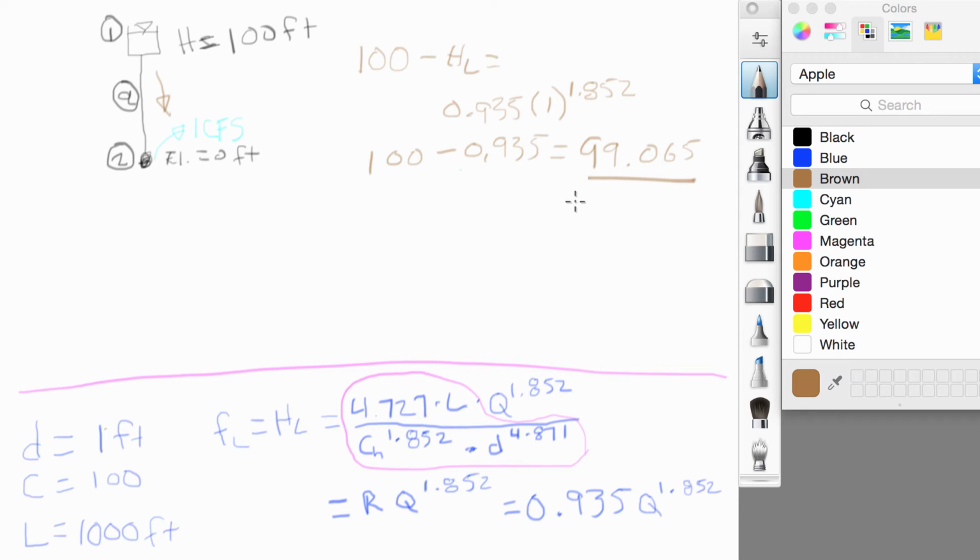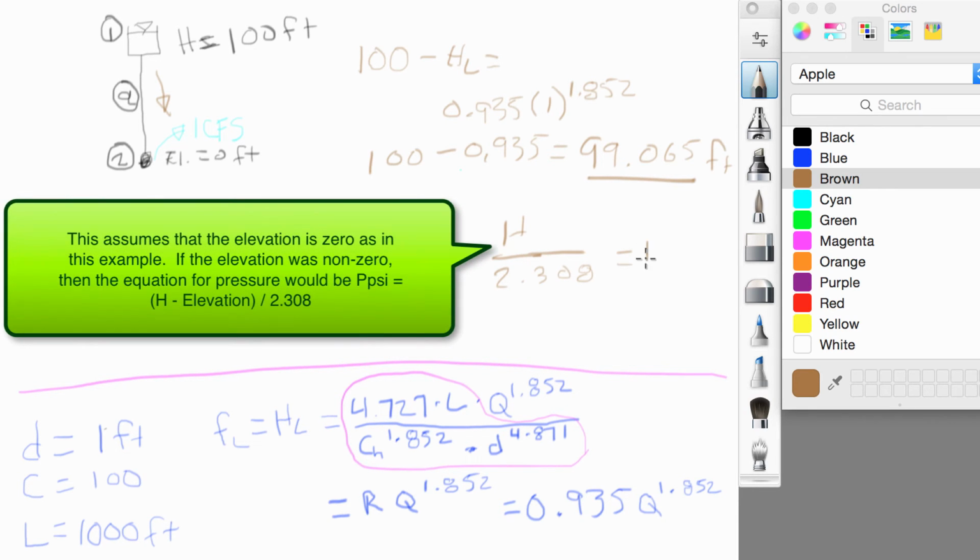Okay, we could convert that head into a pressure down here to see what the pressure was. If you did want to convert this to a pressure, you would divide head by 2.308, which is the conversion factor, and then you would get pressure in PSI.